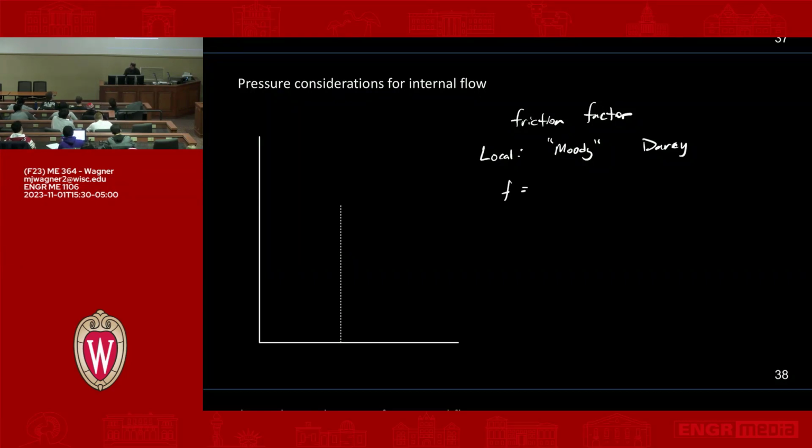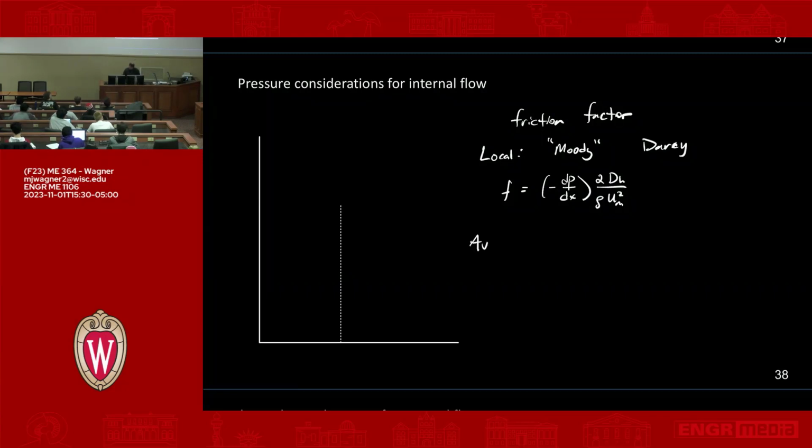So F is equal to minus dP/dx times 2 times the hydraulic diameter over rho times the mean velocity squared. If I want to relate the local pressure gradient to the friction factor, this is what I would get. You also need a chart that goes with this, or a function you can use to evaluate it, which we'll get to in a second.